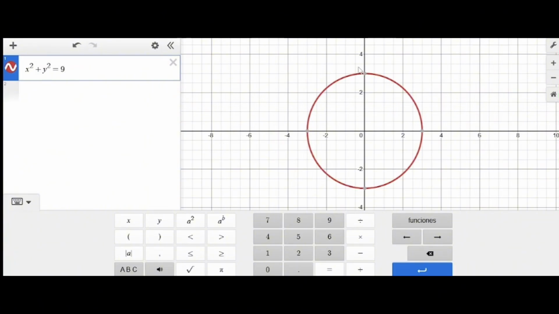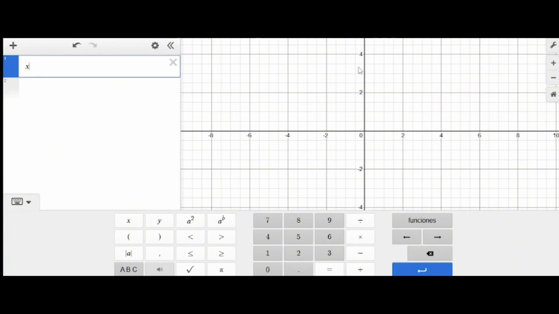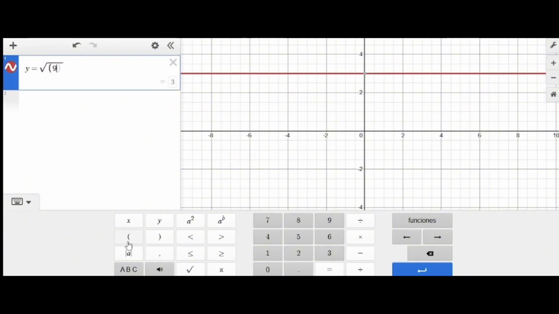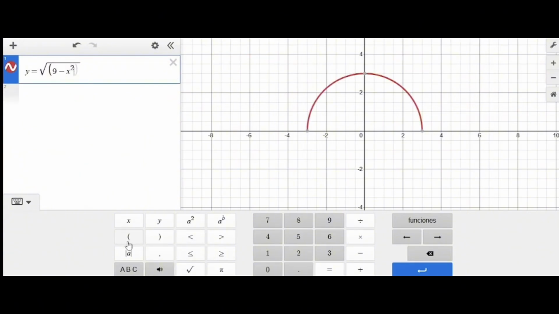Now, let's build a shape using multiple equations. First, I'll create the top of the circle. y equals the square root of parentheses 9 minus x squared. This gives us the northern hemisphere.